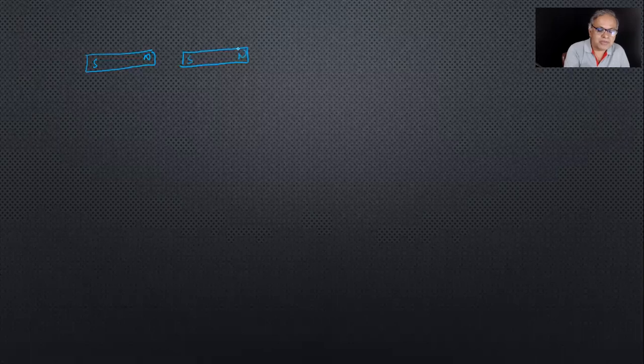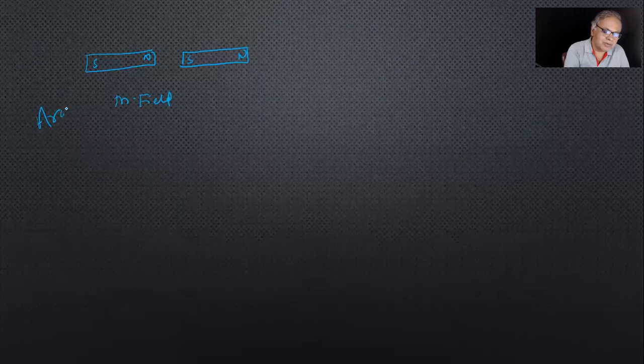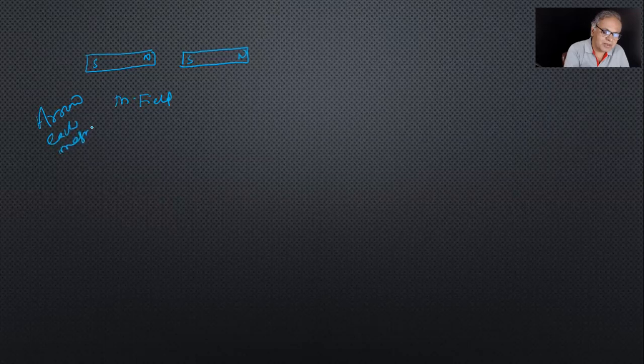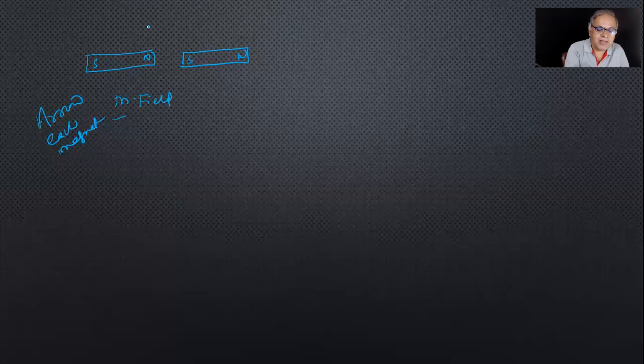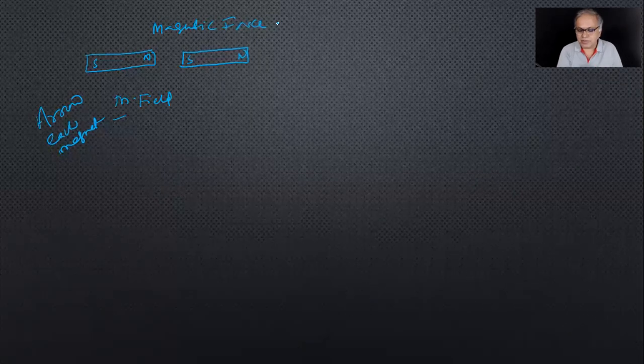Now, there are two magnets, for example. North-south, south-north. So around each magnet there is magnetic field. Around each magnet there is magnetic field and there's a magnetic force between them. This is what's happening here.